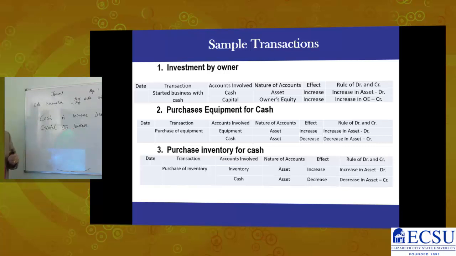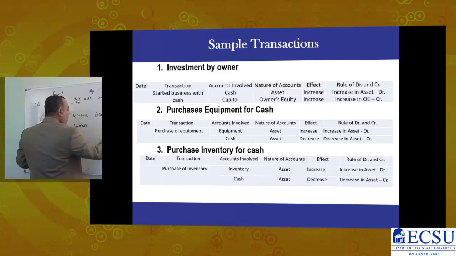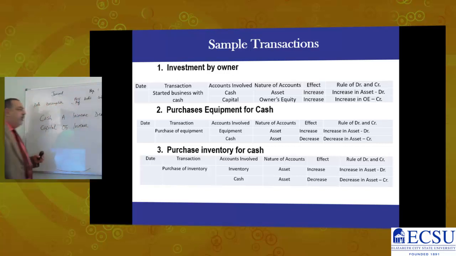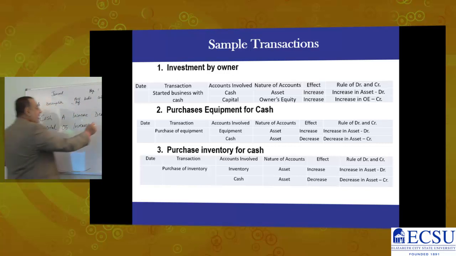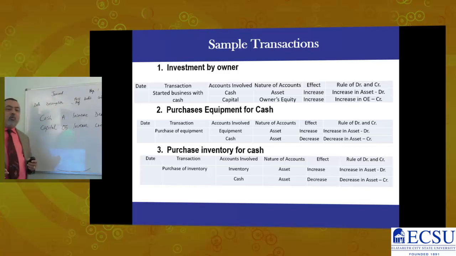Capital, of course, is the owner's equity. When it increases, of course, remember your equity plus liability plus revenue share the same rule. Increase is credit and decrease is a debit. So this is the rule that will be applying. So in this case, it will be a credit. So that's your investment by owner, transaction number one.